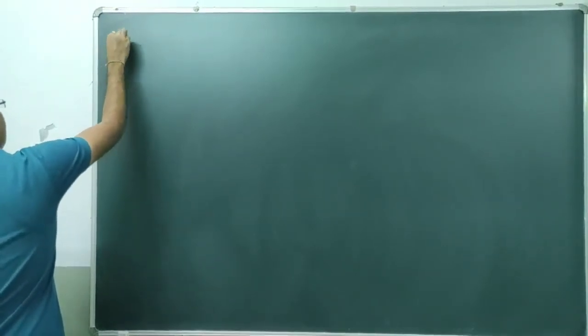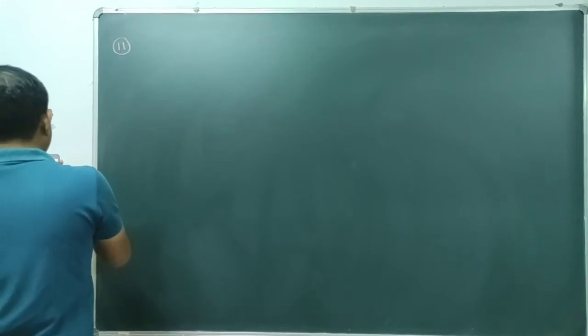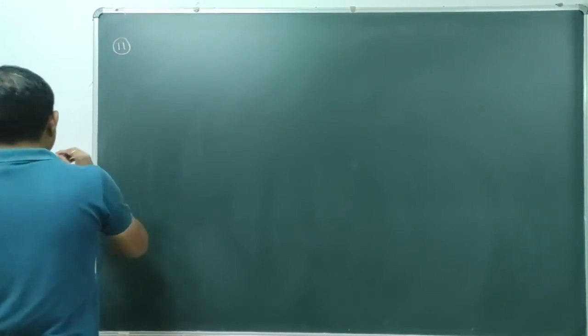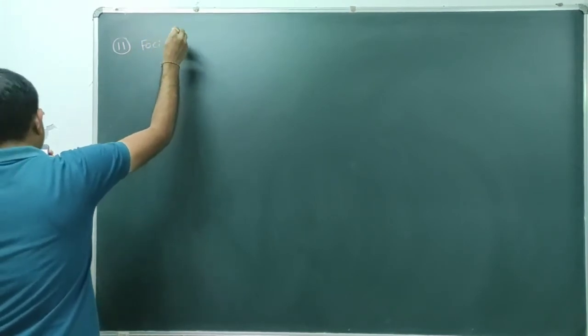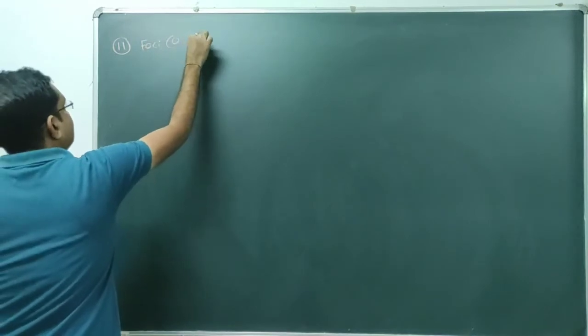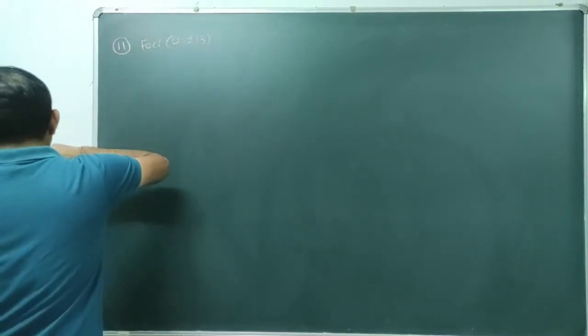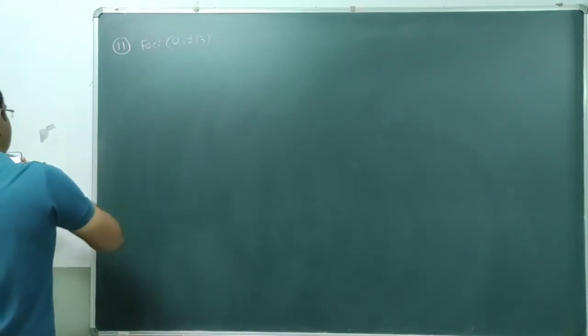Okay, now question number 11. So again, find the equation of hyperbola satisfying the given conditions. Conditions are coordinates of foci 0 plus or minus 13, and here we are given the length of the conjugate axis. Conjugate axis length is 24.